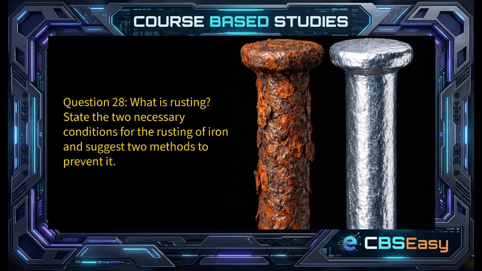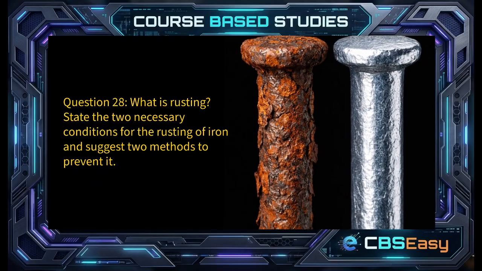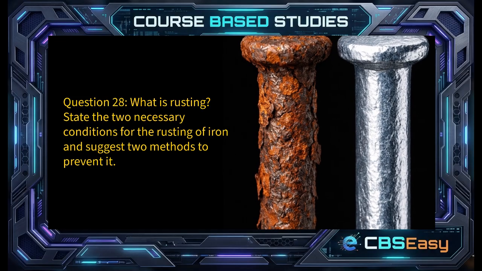Question 28. What is rusting? State the 2 necessary conditions for rusting of iron and suggest 2 methods to prevent it.